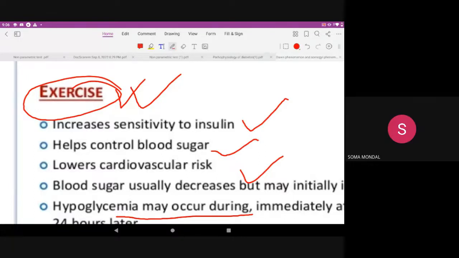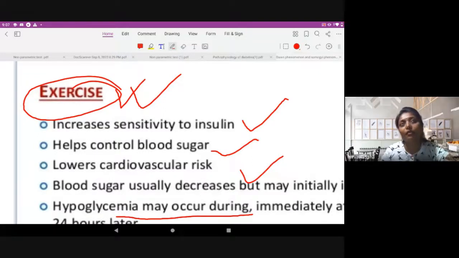Ma'am, if somebody has dawn phenomenon, should we stop exercise for them? No. See, with exercise, we are having a problem with ketones, right? We are having a problem with ketones. Those who have ketones, we are forbidding them from exercise.